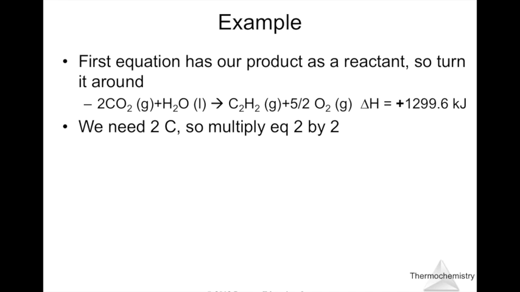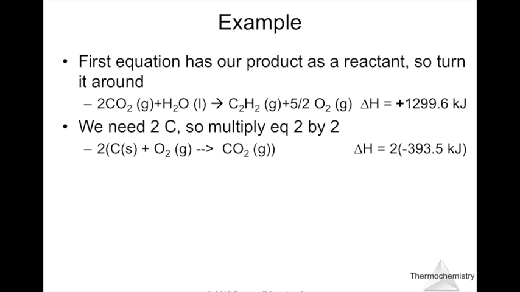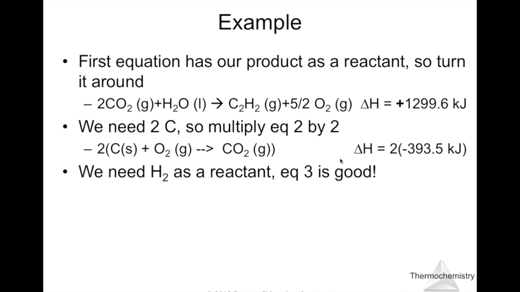We need 2C as well. Our second equation had only one C, so we're going to multiply equation 2 by 2. All right, so we do that, and we just do the same thing with our delta H value. We multiply that by 2. And then we still need H2 as a reactant.